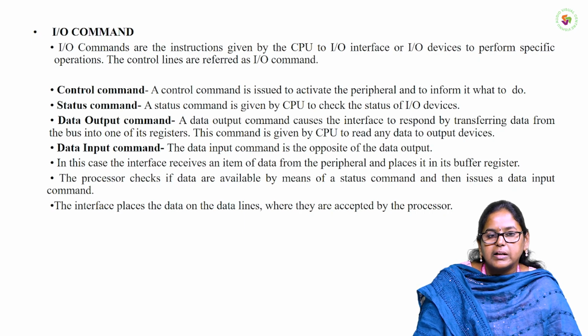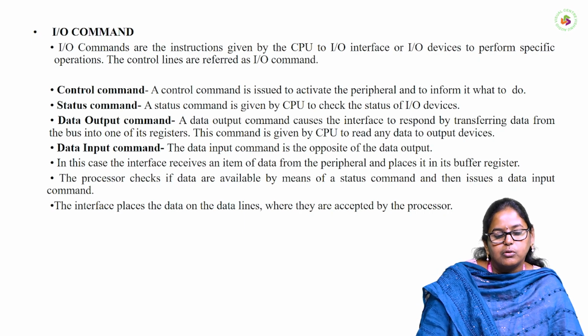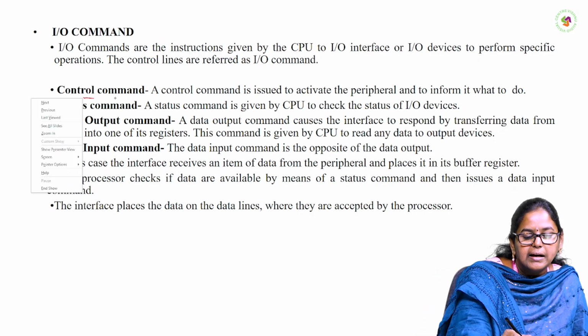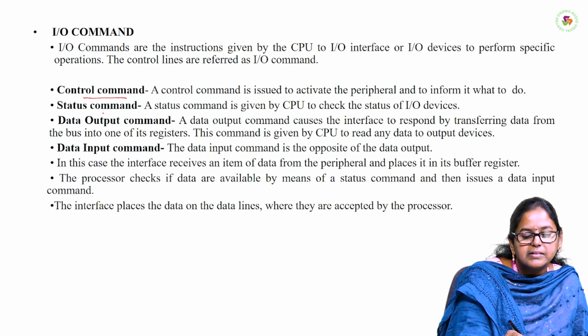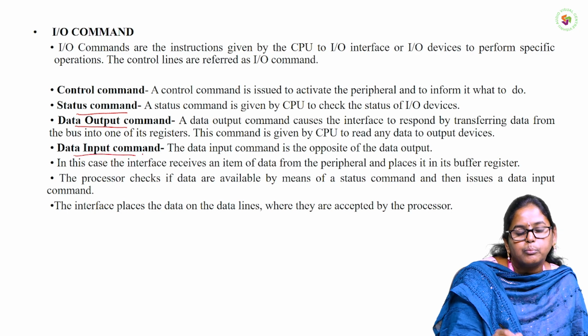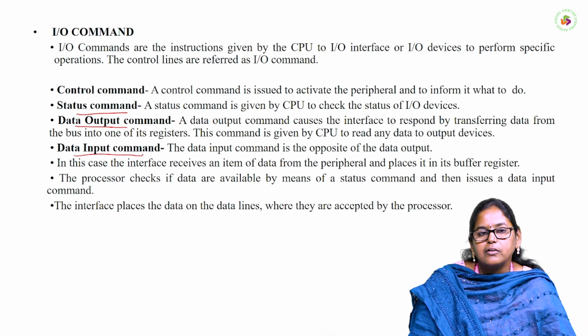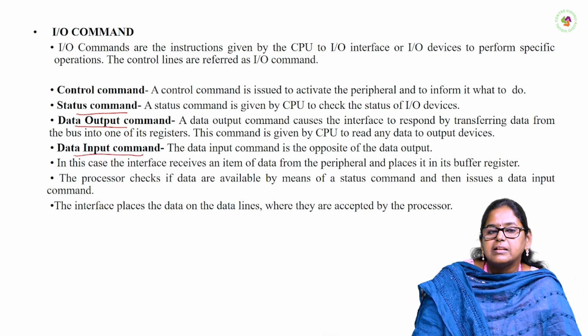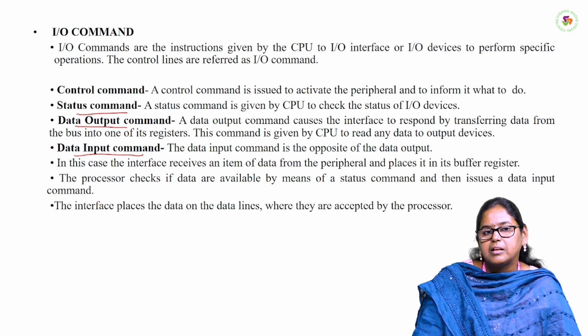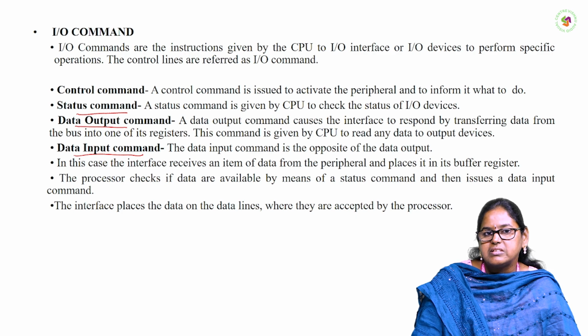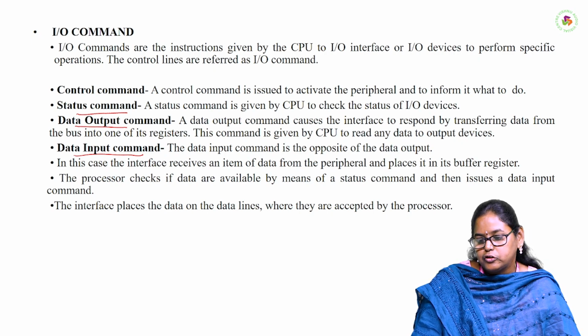And coming to the different kinds of IO commands, we have control command, status command, data output command, and data input command. Coming to the first one, control command. Control command is especially used to activate the particular peripheral device. It may be any of the peripheral devices attached to the processor. For activating purposes, it will be using the control command, and it also informs it what it needs to do.